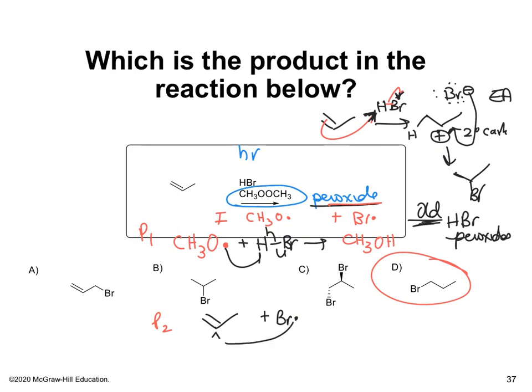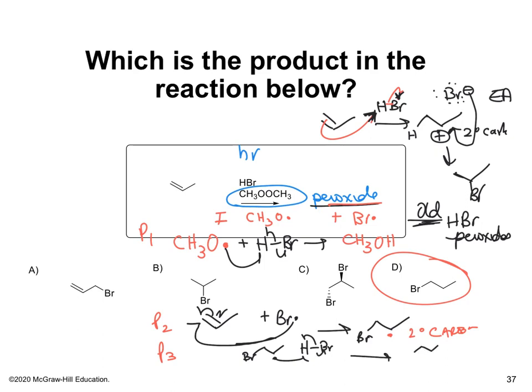actually that's not right there. It's going to go here. You got to get the more stable radical. So there's the bromine, and now you have your radical here, which is a secondary carbon. Okay, so there's where your free radical happens. And then propagation step 3, with the HBr, now it picks up the hydrogen. And so there's your bromine. So that's how you get the D product.